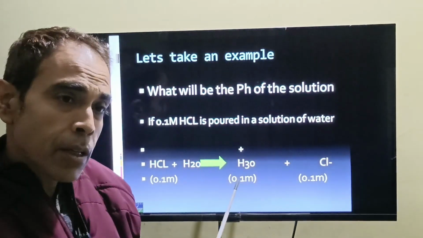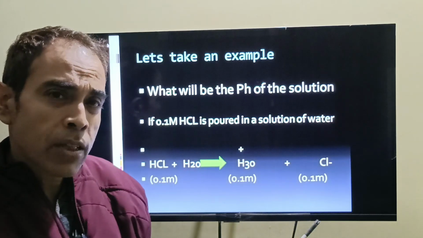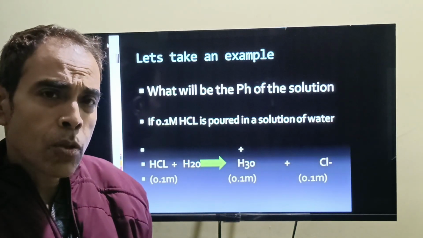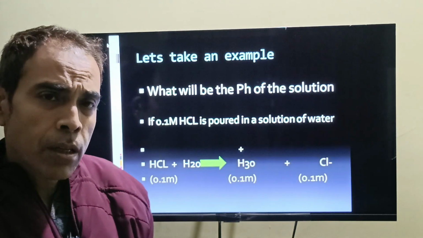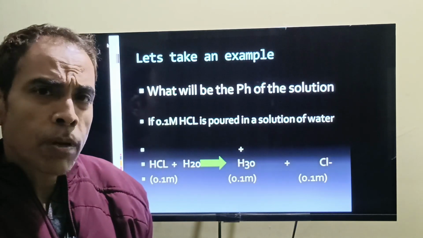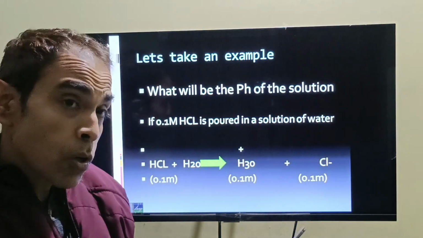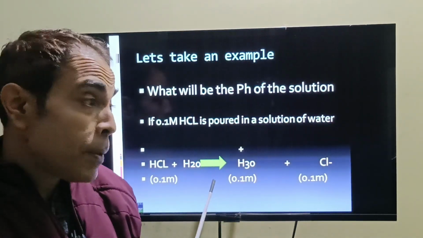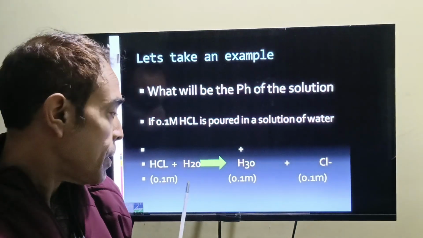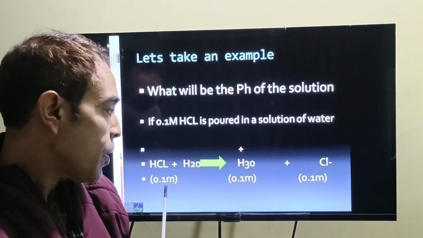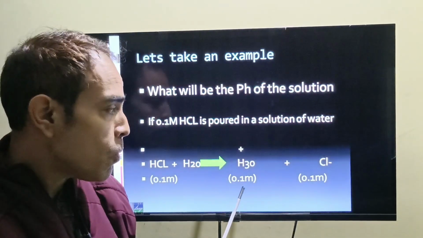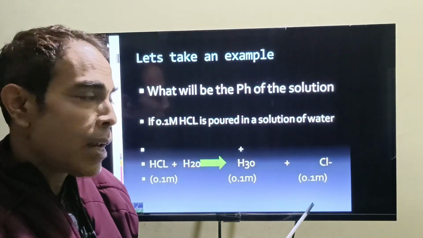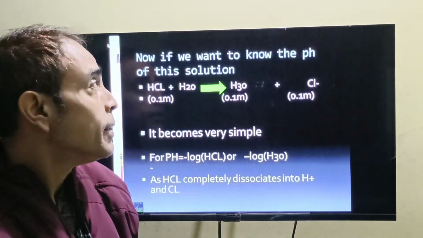Now this is a strong acid. I've talked exclusively about strong acids in the previous classes, so if anyone wants to know something about it, you can go to my previous classes also. So in short, a strong acid is one which completely dissociates into its products. That means if you give 0.1 molar hydrochloric acid, it will completely dissociate into 0.1 molar of hydronium ion and 0.1 molar of chloride ion.